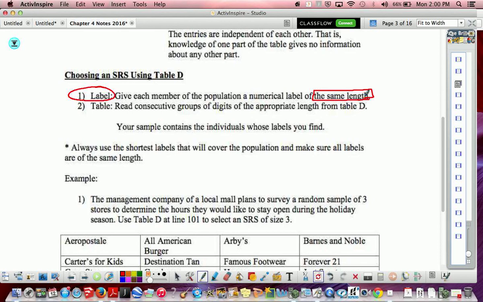Because 1 is a 1-digit number and 1,000 is a 4-digit number. They all have to be the same size. So if you're going to use a 4-digit number, you would say 0001 to 1,000, because they all have to be, again, the same size. Okay? Now, the second part is, you have to explain how you're using and reading the table.